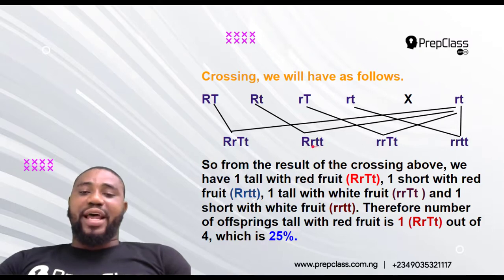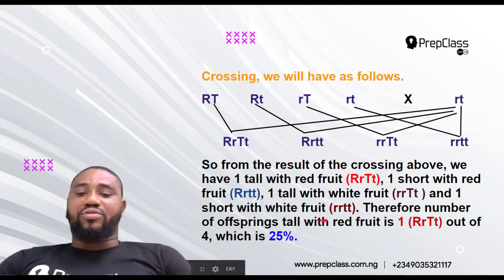So here we have red and short. So crossing this and crossing this, we have small t, we have white and tall. So crossing this and crossing this, we have white and short. So from our result of crossing above, we have one tall with red fruits, which is this, one short with red fruits, which is this, one tall with white fruit, which is this, and one short with white fruit, which is this. Therefore, the number of offspring tall with red fruits is 1 out of 4.